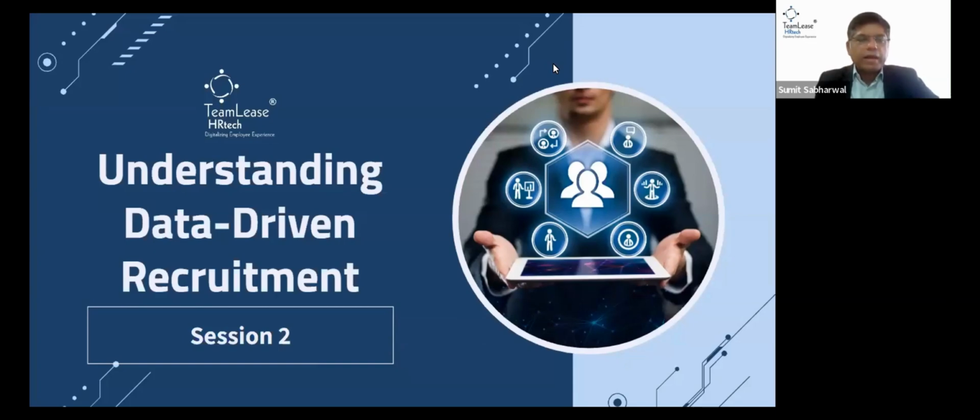A very pertinent and relevant topic of this time: how to go further for data-driven recruitments. This is more than an understanding, this is the need of the hour to ensure that we understand data-driven recruitment. And for that, we've got Mohit with us. Mohit is our product head. He leads all the products for Team Leads as a group, and he will take us through the understanding of data-driven recruitment and how the data-driven recruitment solution of Team Leads HR Tech is solving various business problems that we have. So over to you, Mohit.